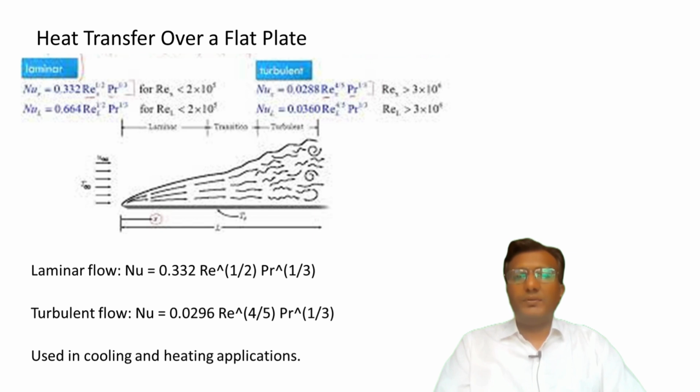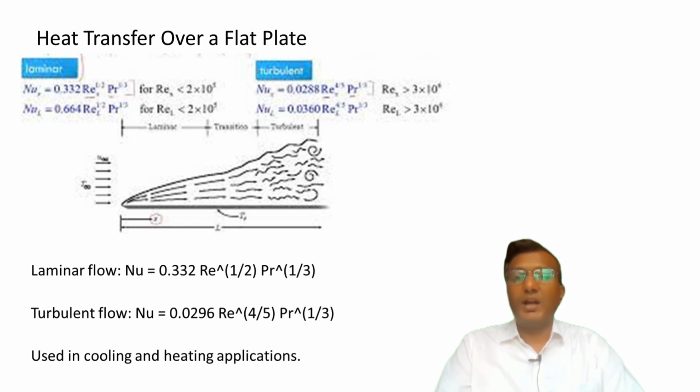Heat transfer over a flat plate is a classic case of external forced convection. The Nusselt number correlates the heat transfer coefficient h to the flow conditions. For laminar flow, when the Reynolds number is less than 5 times 10 to the power 5, the Nusselt number is given by 0.332 multiplied by Re to the power 1/2 into Pr to the power 1/3, where Re is the Reynolds number and Pr is the Prandtl number.